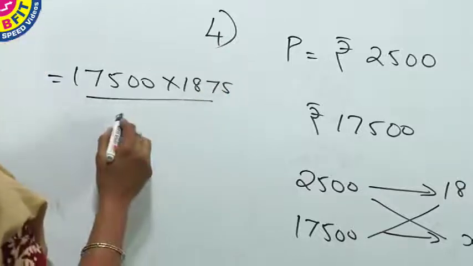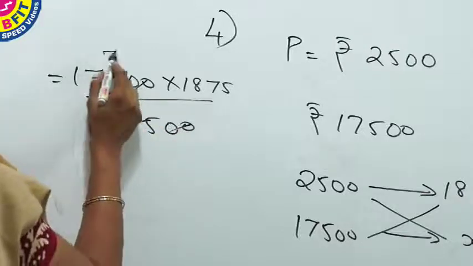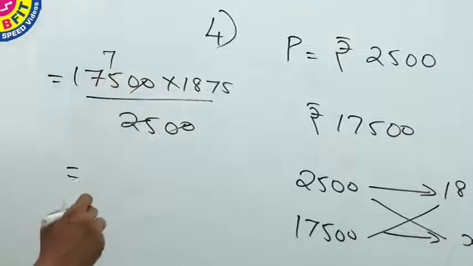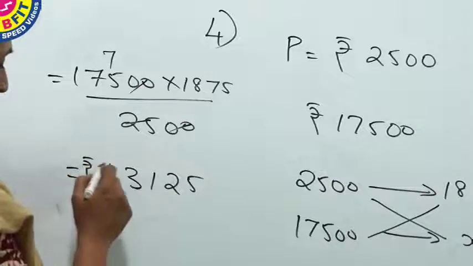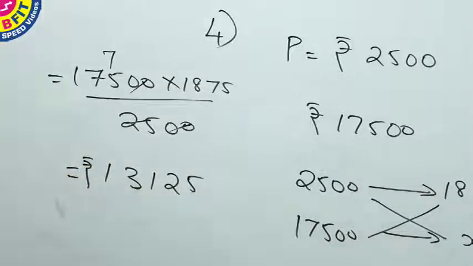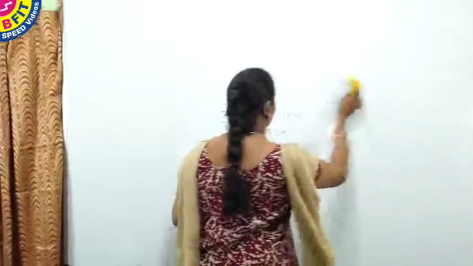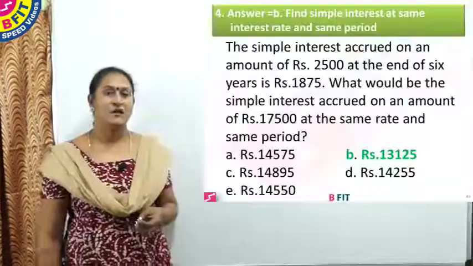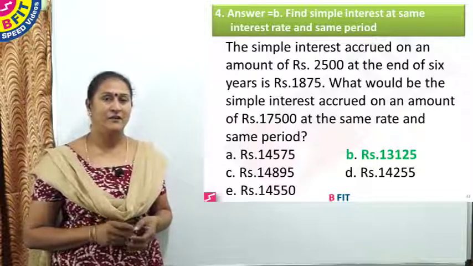And dividing this with 2,500. So the interest got for 6 years for a sum of rupees 17,500 at the same rate is rupees 13,125. So the answer for question number 4 is option B, rupees 13,125.